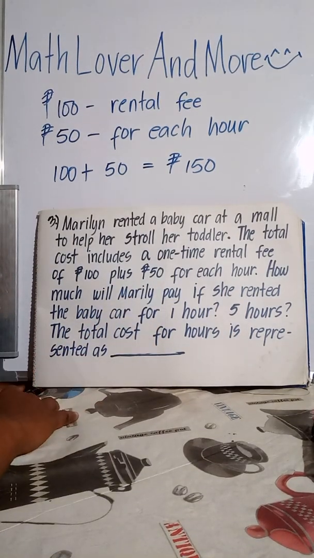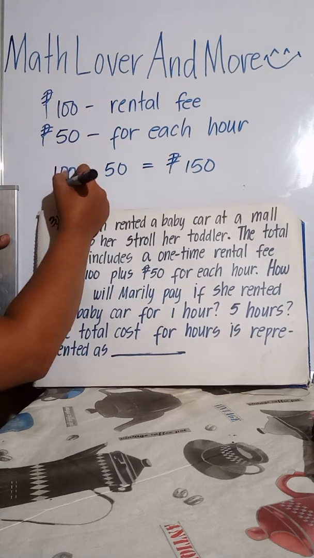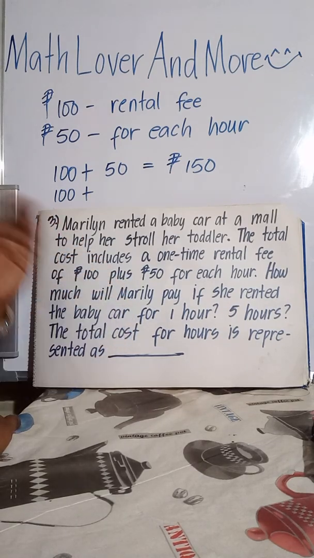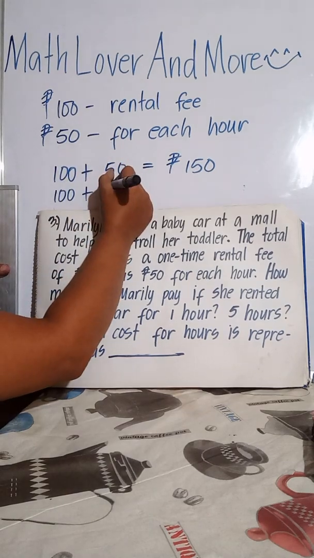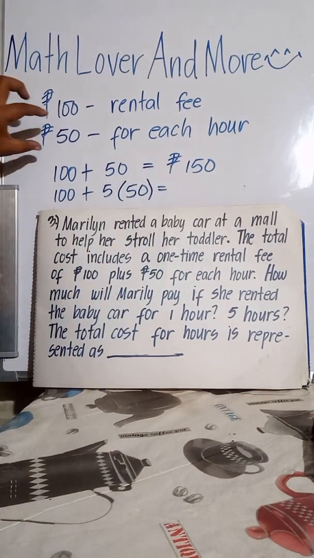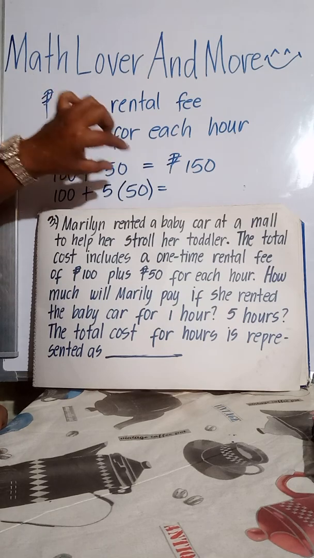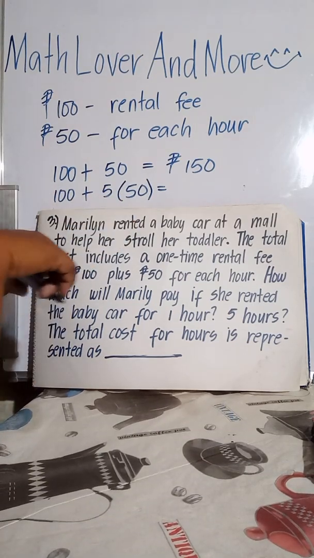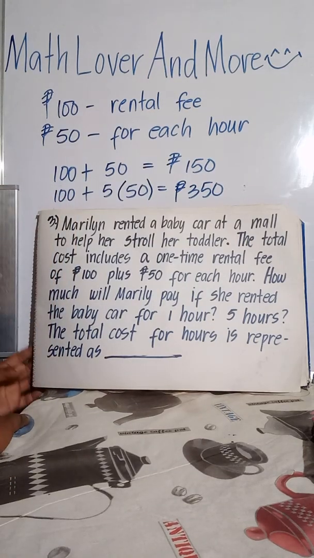Next, how about for 5 hours? How much will Marilyn pay? Of course, the one-time rental fee is always there, 100 plus. Marilyn needs to pay 50 pesos for each hour. And since she rented it for 5 hours, then you will have to put here 5 multiplied by 50 pesos. For 1 hour, you will only pay 50 pesos. But since she is renting it for 5 hours, you will have to multiply 5 times 50. And so the total payment will be 100 plus 5 times 50, which is 250, plus 100, that will give us 350. That is for 5 hours.